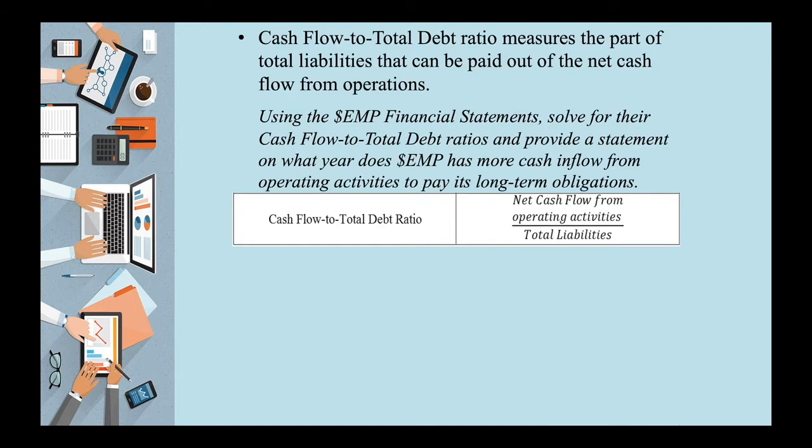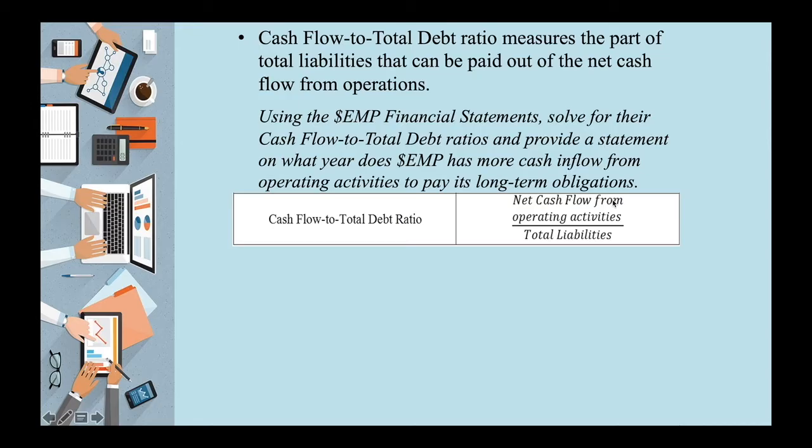Next, we have this cash flow to total debt ratio. So, cash flow to total debt ratio, this is the ratio that measures the part of total liabilities that can be paid out of the net cash flow from operation. So, using the EMP financial statements or the Emperador financial statements, solve for their cash flow to total debt ratio and provide a statement on what year does EMP has more cash inflow from operating activities to pay its long-term obligations. Again, when we say cash flow, we have different cash flow.